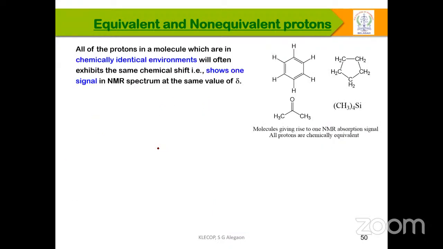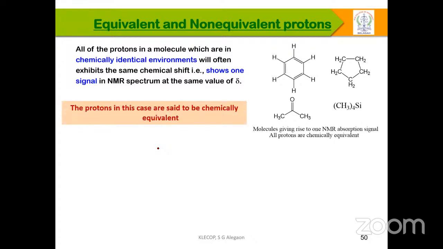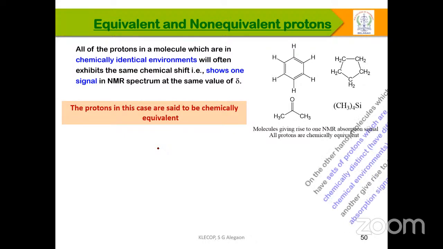Look at this. Just now I talked about benzene. Apart from benzene, if you take cyclopentane, tetramethylsilane, and acetone, all the protons in these molecules are in chemically identical environments, and will often exhibit the same chemical shift, so each shows one signal in an NMR spectrum. In this case, the protons are said to be chemically equivalent.